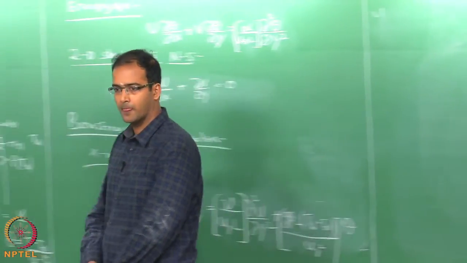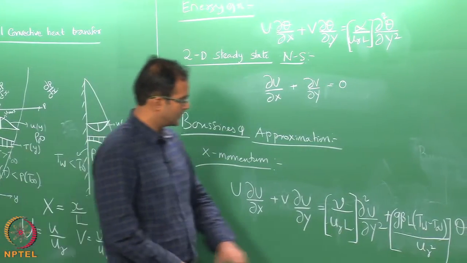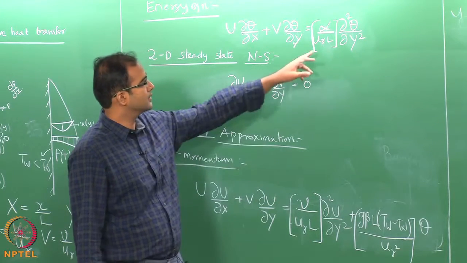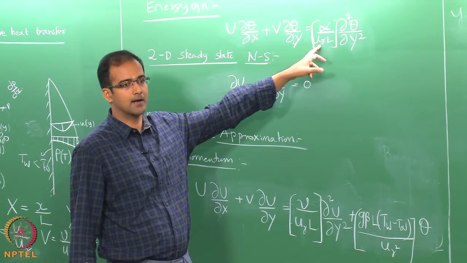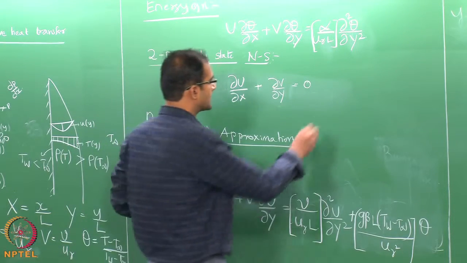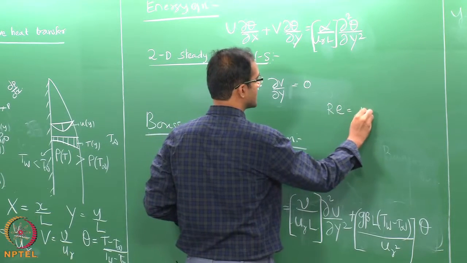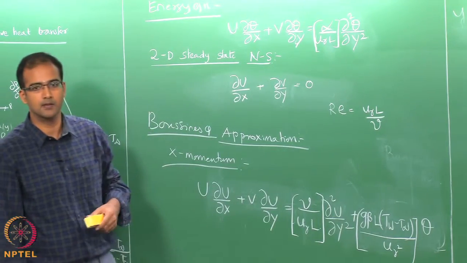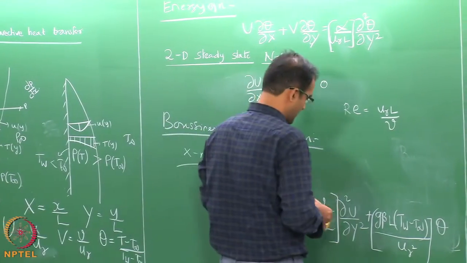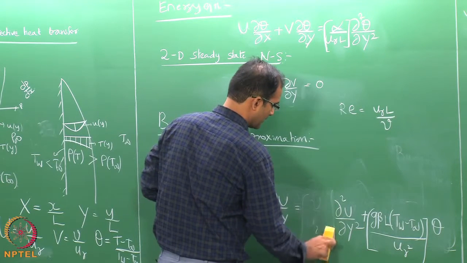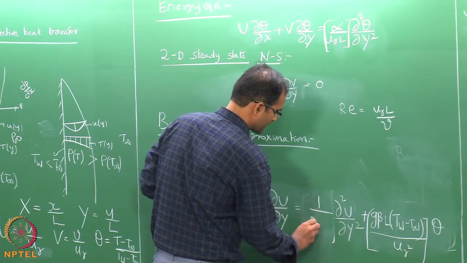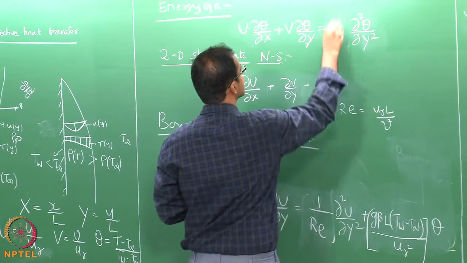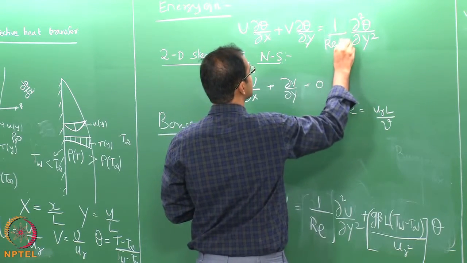So, is that okay? Therefore you have 1 over Reynolds number here, and you have 1 over Reynolds number times Prandtl number. If you define your Reynolds number now as u r into L by nu, some reference velocity times the total plate length, you can write this as 1 over Reynolds number and this as 1 over Reynolds number times Prandtl number.